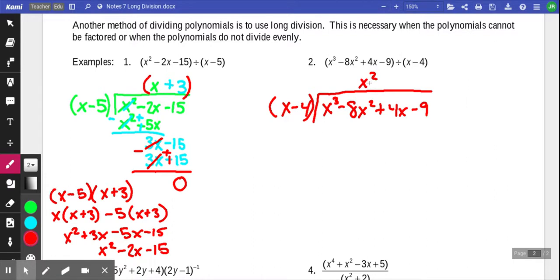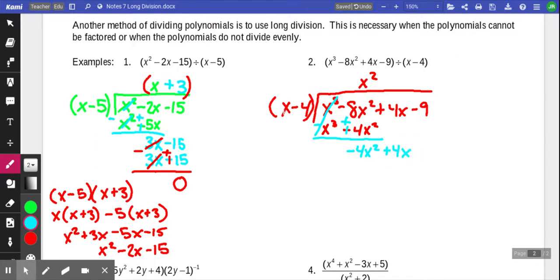So now I'm to the point where I multiply. So x squared times x is going to give me x to the third. And then x squared times negative 4 is going to give me negative 4x squared. And then I subtract. So x to the third minus x to the third means I have 0x to the thirds left. And now I'll change from a double negative to a positive. And negative 8x squared plus 4x squared is going to give me negative 4x squared. And then I'll bring down my next term, which is positive 4x.